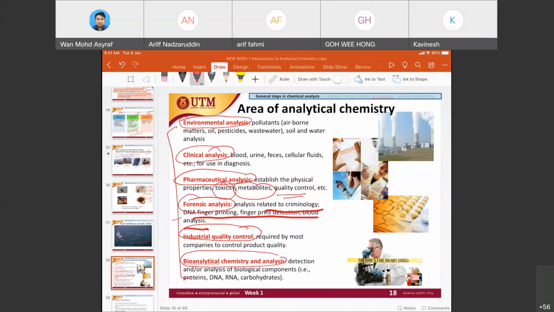Okay, so katakanlah you guys ada peluang untuk bekerja dekat oil rig. So in terms of analysis, I'm sure that they will have a laboratory dekat atas oil rig tu. So you'll have some basics in terms of how to use the instruments lah.